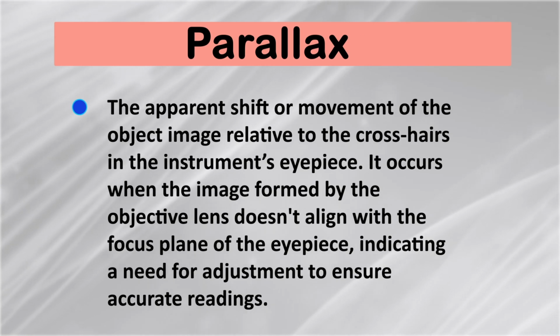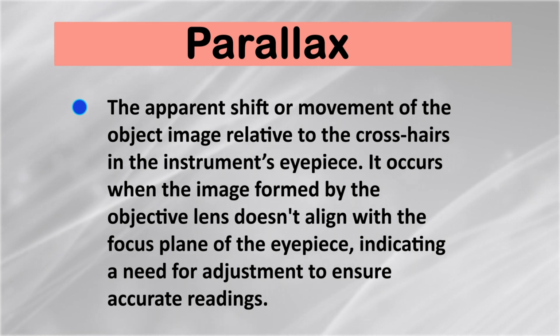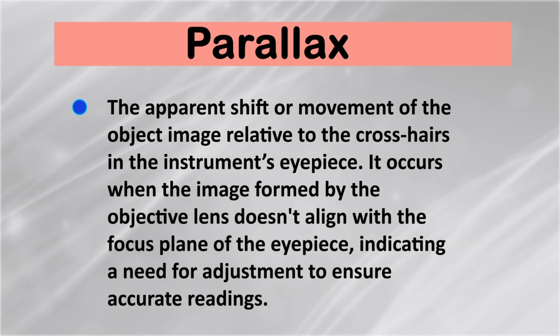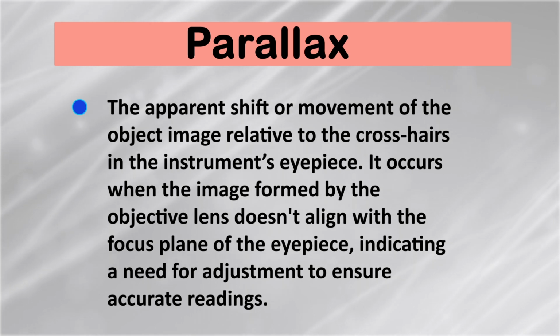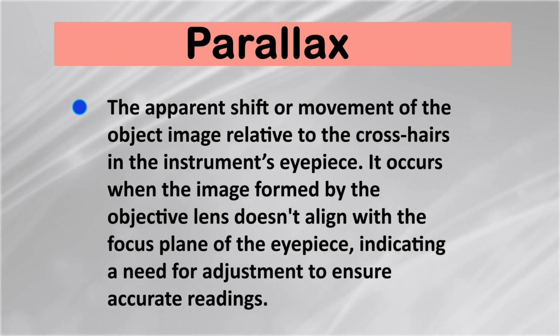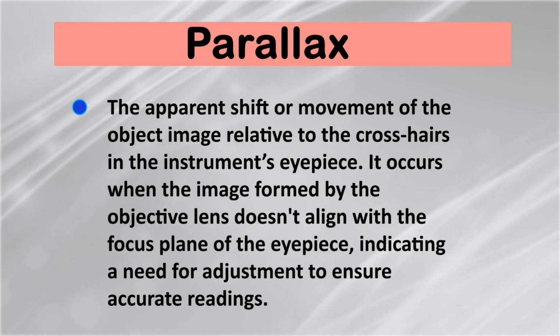Next is parallax. Parallax is the apparent shift or movement of the object image relative to the crosshairs in the instrument's eyepiece. It occurs when the image formed by the objective lens does not align with the focus plane of the eyepiece, indicating a need for adjustment to ensure accurate readings.